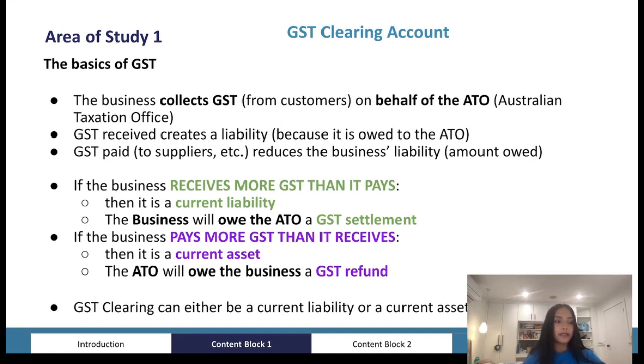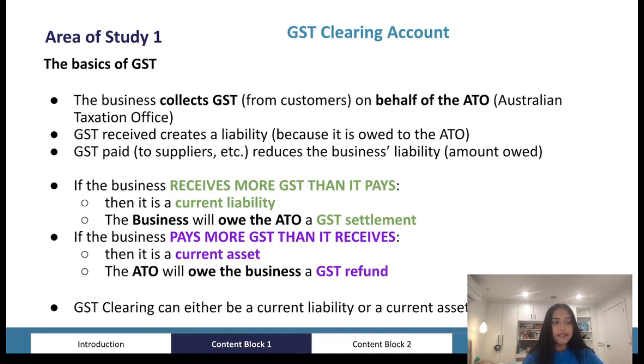However, when the business pays GST, for example, to suppliers or when they're paying for expenses, this reduces the amount that they owe the ATO, and thus it reduces the business's GST liability. So if the business receives an amount of GST that is larger than the amount of GST that it pays, then GST is a current liability, which is an obligation to pay the ATO, and this means that the business owes the ATO, or the Australian Taxation Office, a GST settlement.